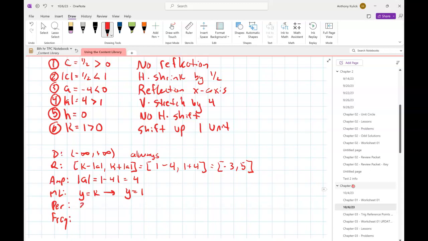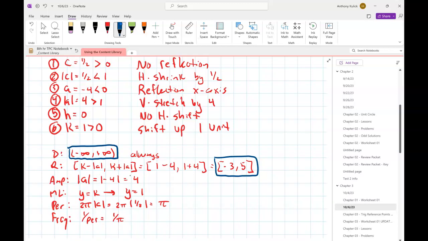The period, we find that by doing 2 pi divided by the absolute value of c. The c in our problem was 1/2. 2 pi divided by the absolute value of 1/2 is just pi. And the frequency is just 1 over the period. So in our case, it's 1 over pi. I'll box with a different color so it stands out.